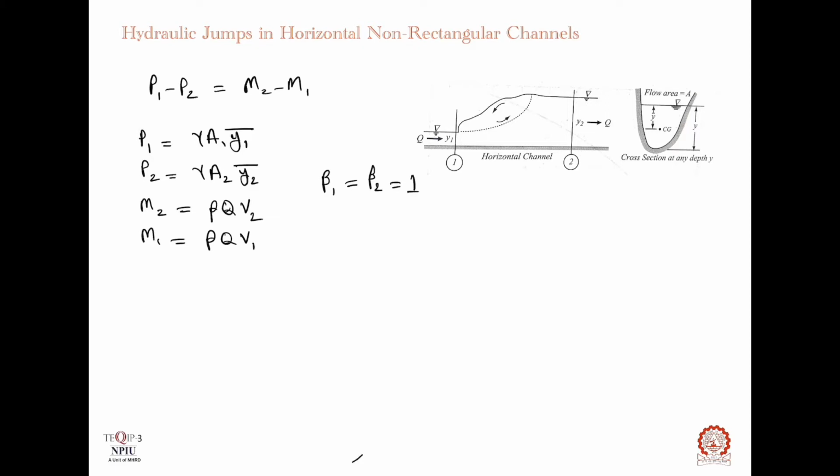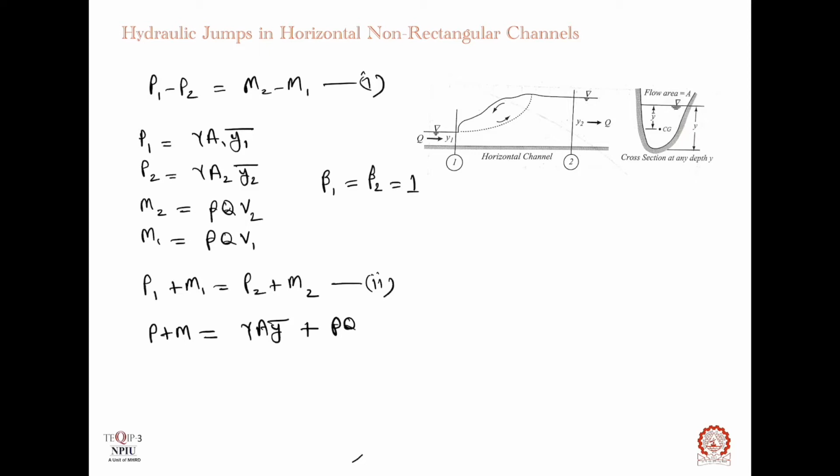Now let's rearrange this equation. P1 plus M1 is equal to P2 plus M2. From this equation, it is clear that the term P plus M is constant at both section 1 and section 2. And what is P plus M? P is gamma A Y prime and M is rho Q V.